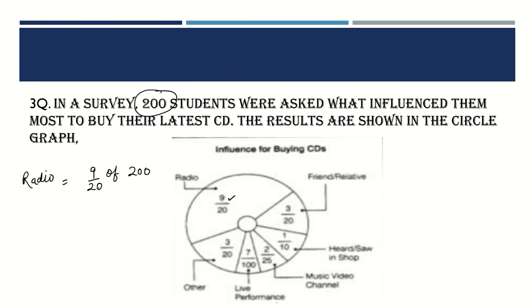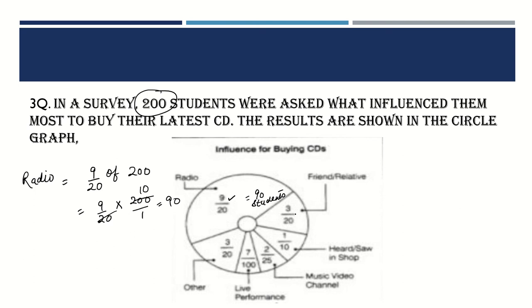I hope you have understood this concept. 9 by 20 is in fractional form. 9 by 20 of how many people? Of 200 were influenced for buying CD by radio. So first I will make it more simpler. Of can be replaced by multiplication sign and then 200. 20 tens is 200. So 10 nines is 90. So in place of 9 by 20 I can write 90 students.